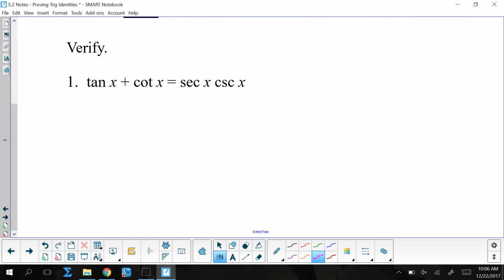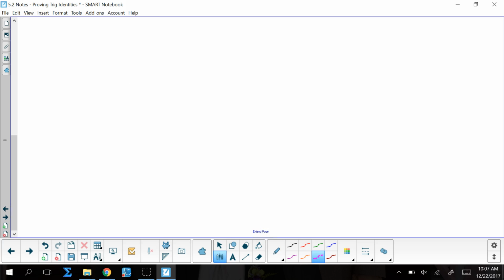So, this is going to be a standard type problem. Okay? Tangent of x plus cotangent of x equals secant of x times cosecant of x. Alright? So, which side to you is more complicated? Addition or multiplication? Which side's more complicated? Addition or multiplication?